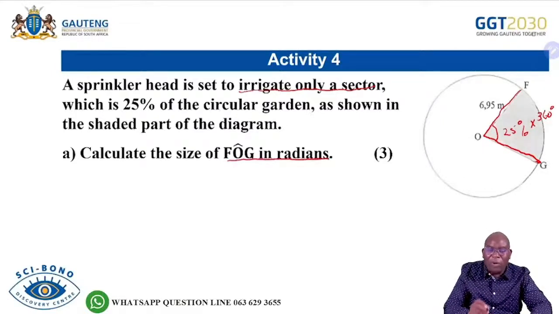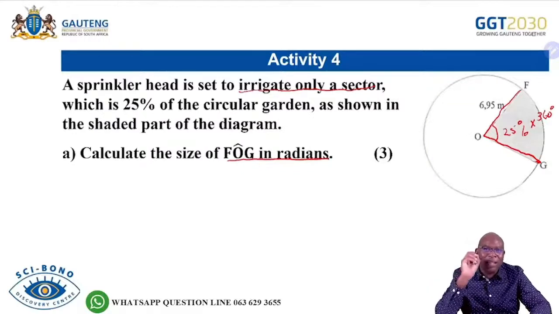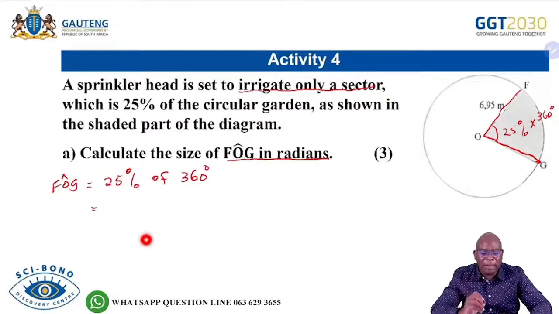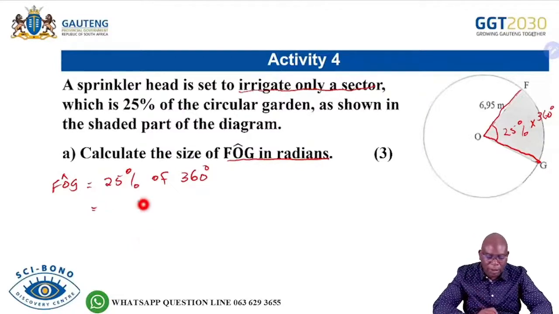You see, now you're going to get it in degrees, then we need to change it to radians. Can you see that conversions are very, very important? Now, FOG, so we're going to say 25% of 360 degrees. So that's what we're going to get, that angle FOG. But that FOG is in degrees.